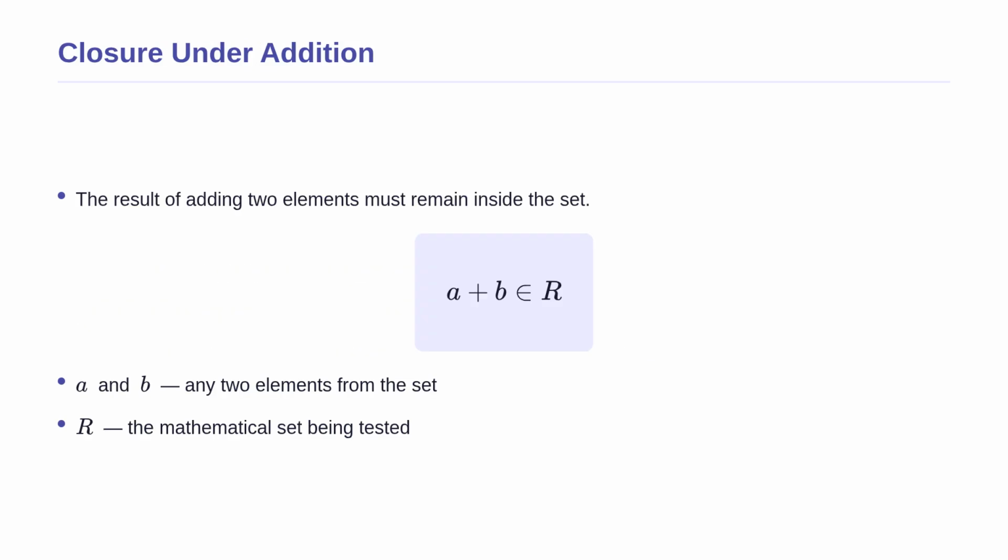This brings us to our first critical rule, called closure under addition. Conceptually, this means our mathematical universe is a sealed box. If you take any two elements from our set and add them together, the result must also be inside the same set. You cannot add two things and get an answer that belongs outside. In this formula, A and B represent any two elements we pick, and capital R represents our ring. If this rule holds, it guarantees that our addition operation is safe, predictable, and completely self-contained. If the result escapes the set, the ring is broken.